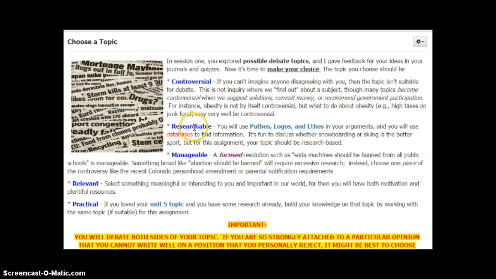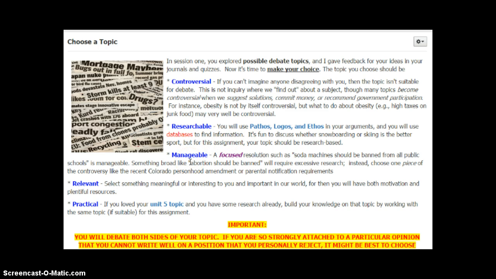Should be something researchable. It's fun to think about skiing or snowboarding, but something that should be research-based will allow you to get into the higher level cognitive skills. You are going to be using pathos, logos, and ethos from Unit 6. Everything dovetails nicely. So think about something that you can really dig into on a number of levels, complex levels.